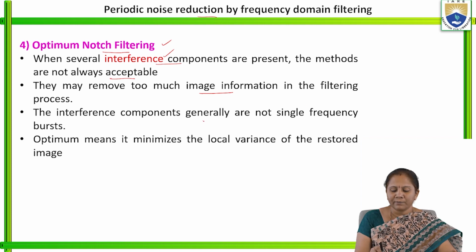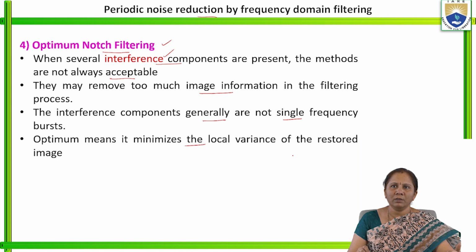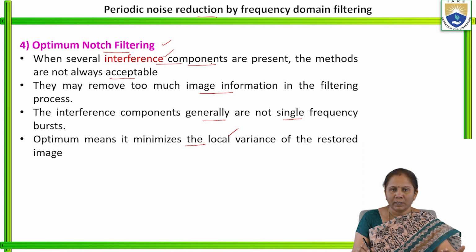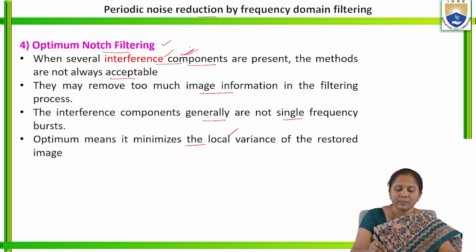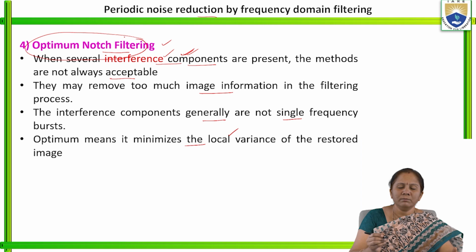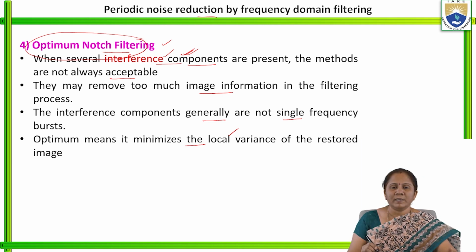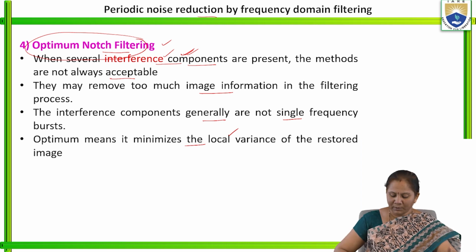That's why, the interference components generally are not single frequency bursts. Optimum means it minimizes the local variance of the restored image. So now we will discuss this local variance also. In order to restore the image in such cases, we are going to use optimum notch filtering. We will have a small mathematical analysis under this concept.